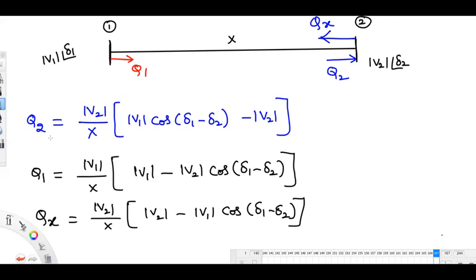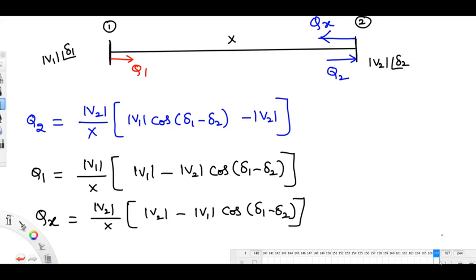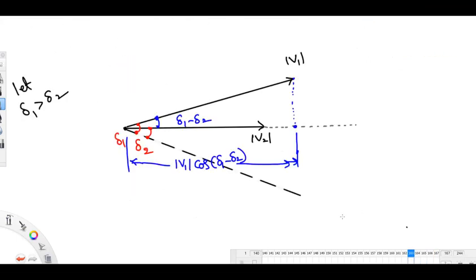Cosine of the angle from power flow, delta 1 minus delta 2 or delta 2 minus delta 1. That's your wish. The cosine of the angle difference between the bus voltages we have to take for the multiplication of V1. That's the thing we said. V1 is referred onto V2 here.